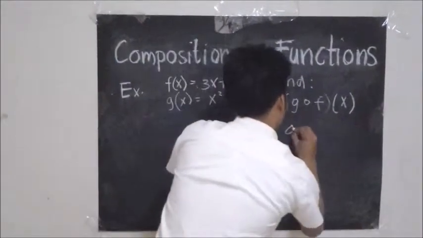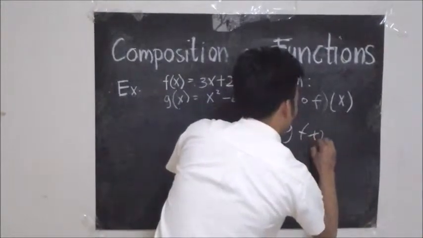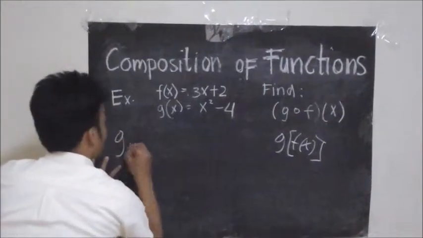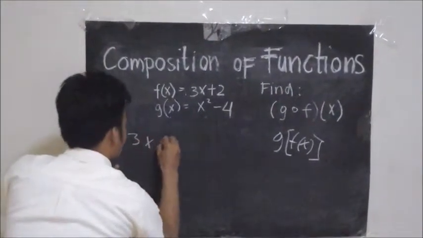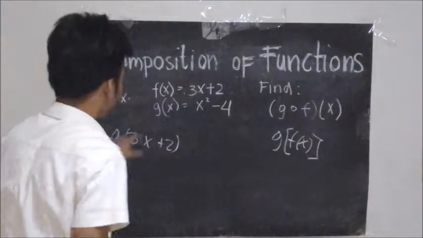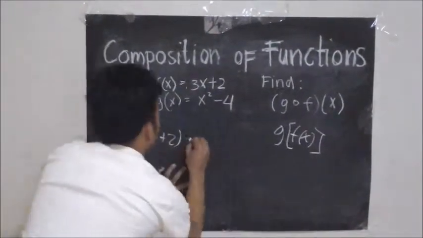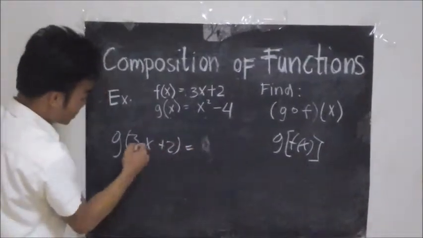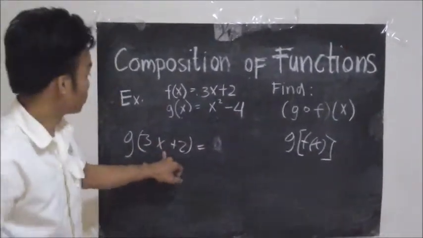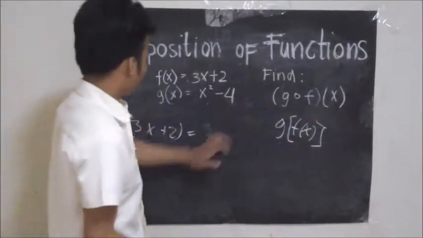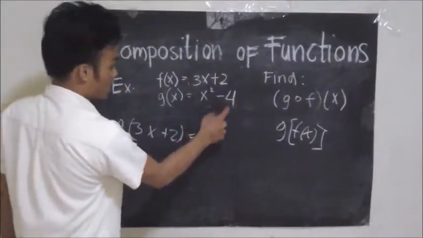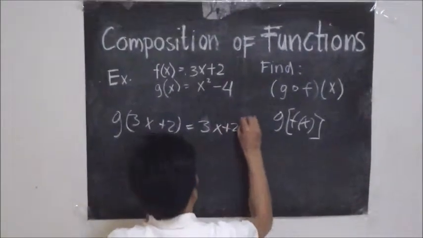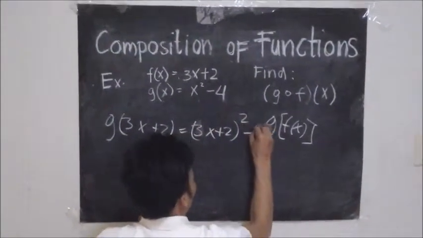This is equivalent to the statement g of f of x. So this is g of 3x plus 2, because f of x equals 3x plus 2. And we will substitute 3x plus 2 into g of x. g of x equals x squared minus 4. So this is (3x plus 2) squared minus 4.